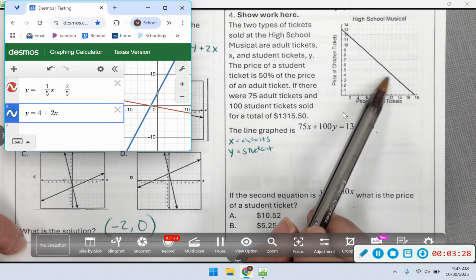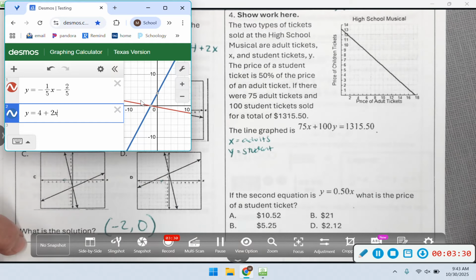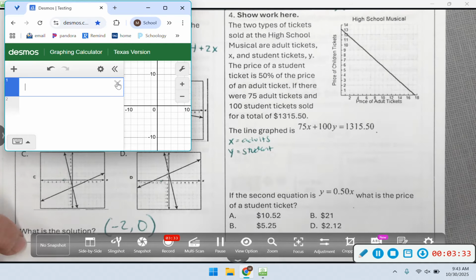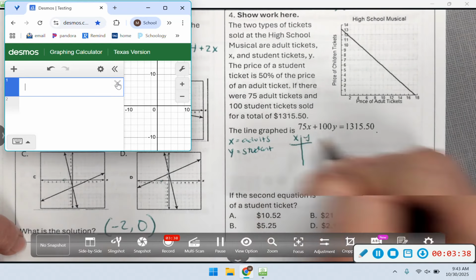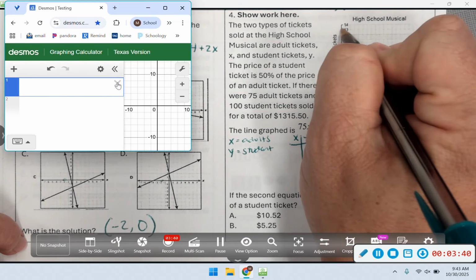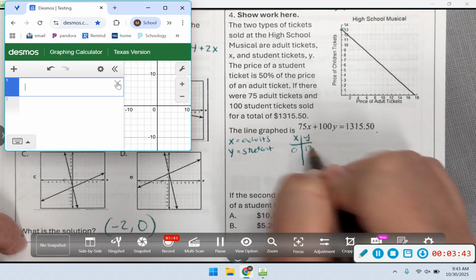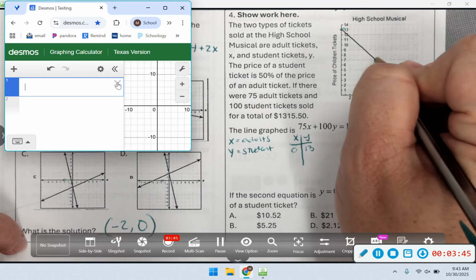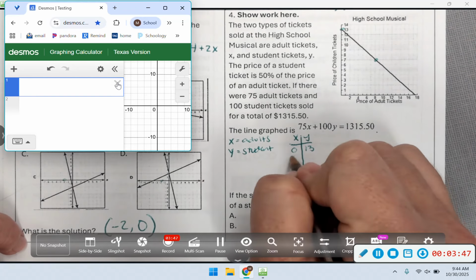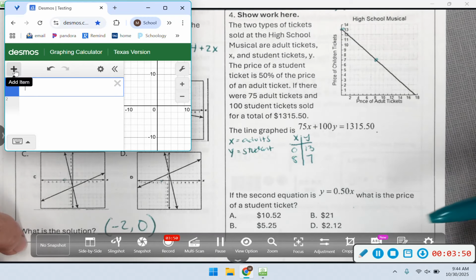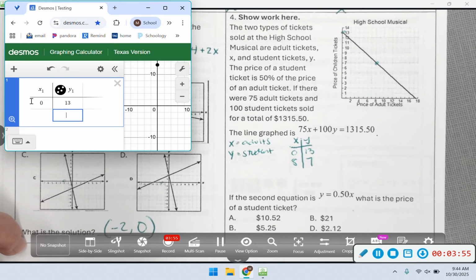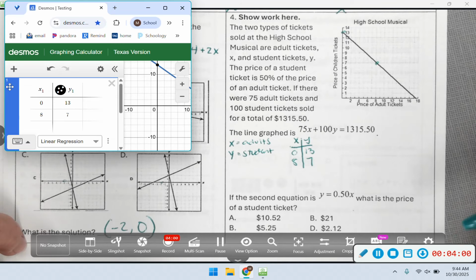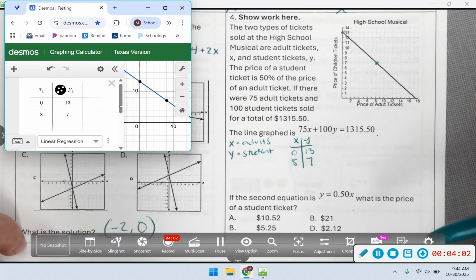Well, if I want this line in my calculator to make my life easier, I have to figure out how to do that. There's 2 ways to do that. We could build a table and use 2 pretty points. I think this might be a pretty point, 0, 13, and I see that there's a pretty point right here at 8, 7. So I'm going to put that one in my calculator, plus sign table, 0, 13, 8, 7, and I'm going to click my little fancy button, and now I have a line, which looks similar.